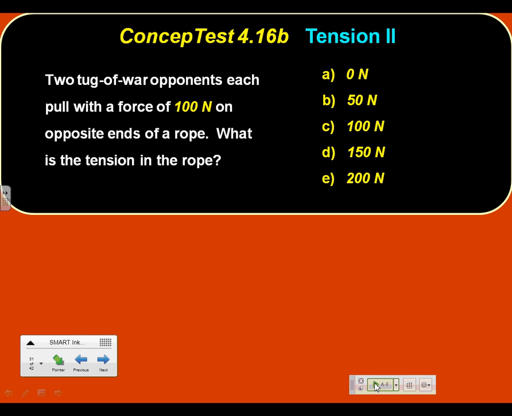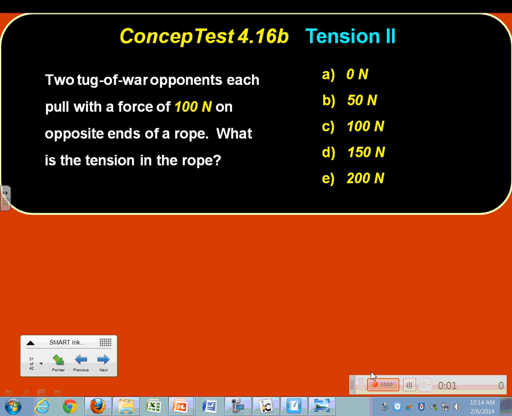All right, what if I have a tug of war, and I have two guys pulling on either end with 100 newtons? What is my tension in the rope going to be then? I have one guy pulling with 100 newtons, and then I have another guy pulling with 100 newtons on the opposite end. It's tug of war. Right, what's the tension in the rope?